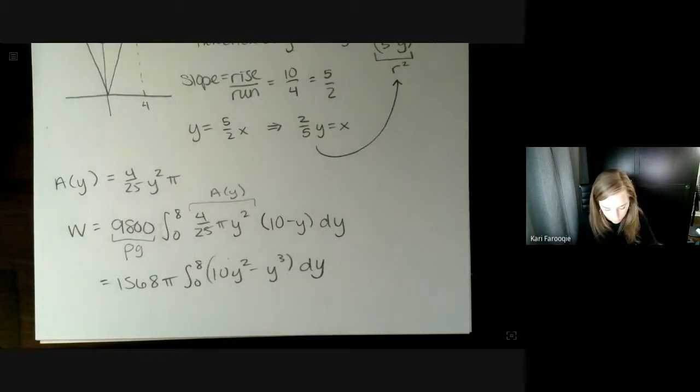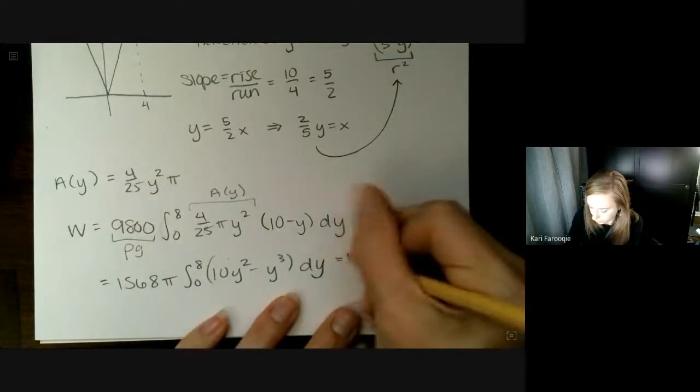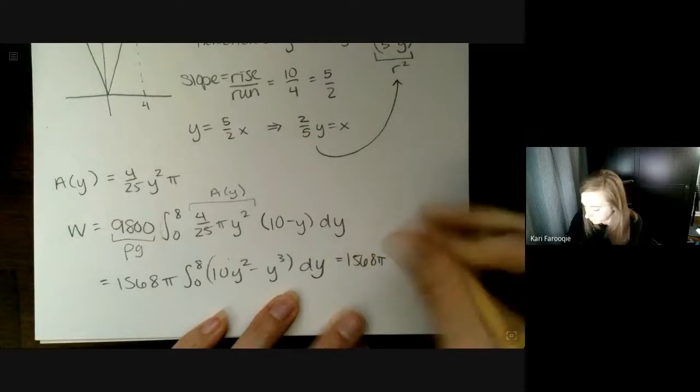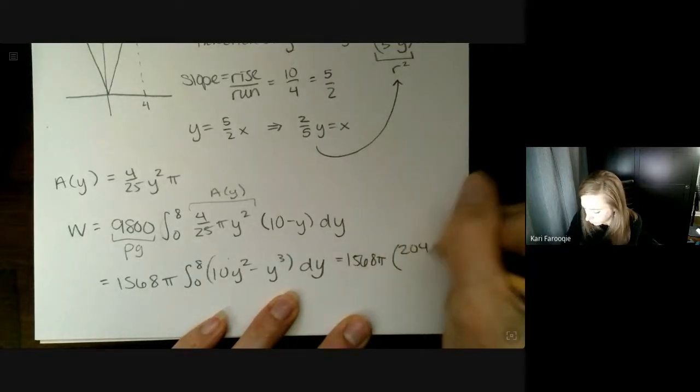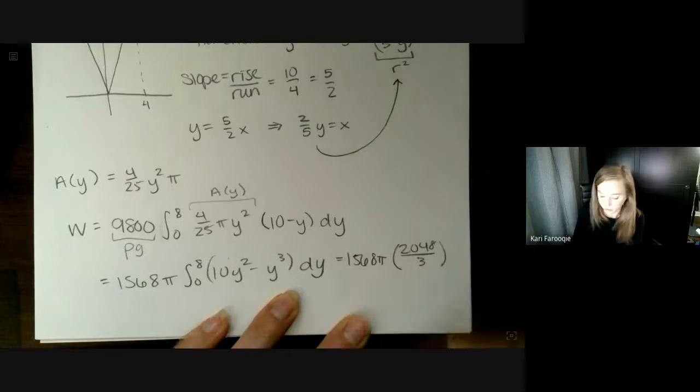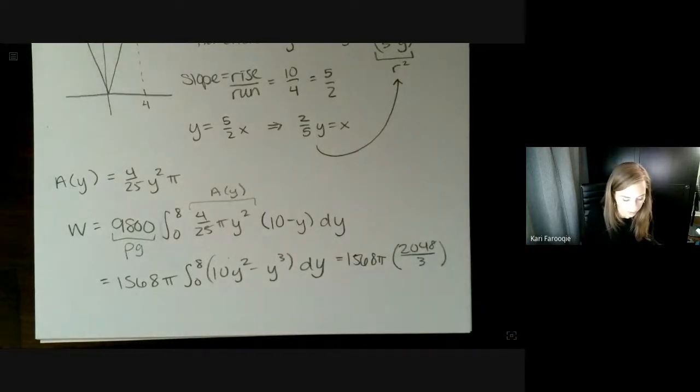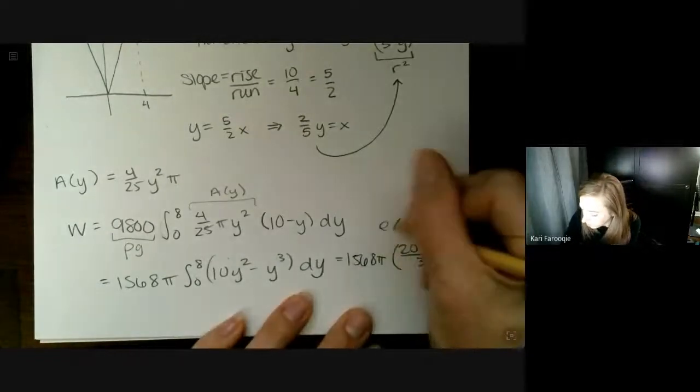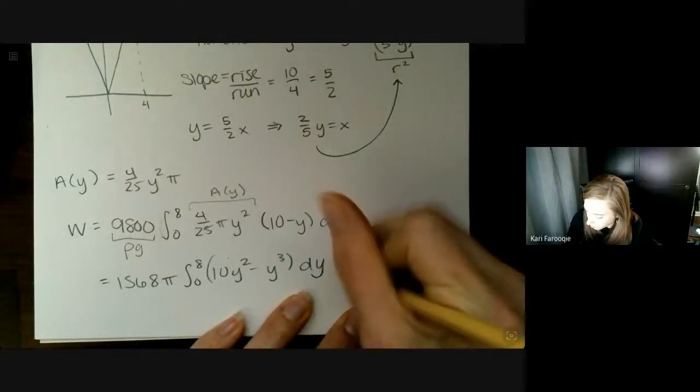And then what you should end up getting here as an exact answer is 1568 pi times 2048 thirds. Let's see, 1568 times 2048 thirds. This might have been one of those weird ones that my calculator just would not mess with. Yeah, it won't turn that into a fraction for me. So this is technically your exact answer, and that's measured in joules.